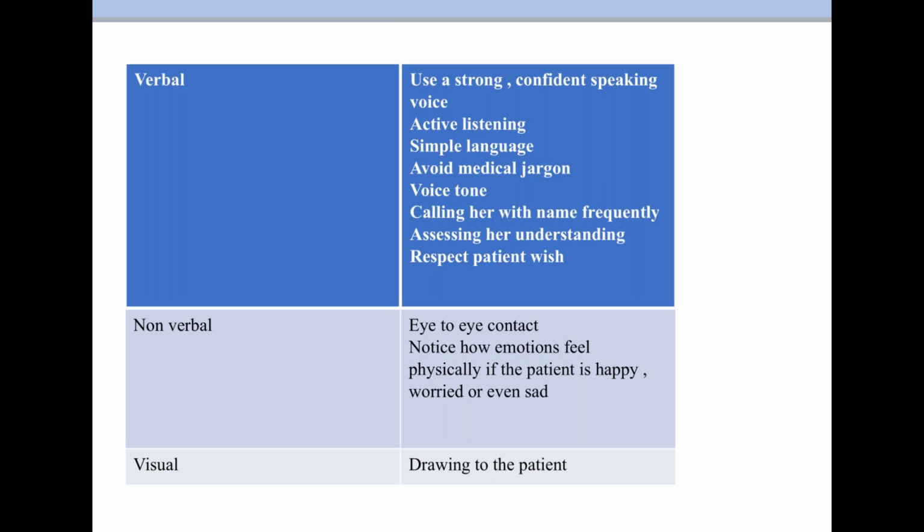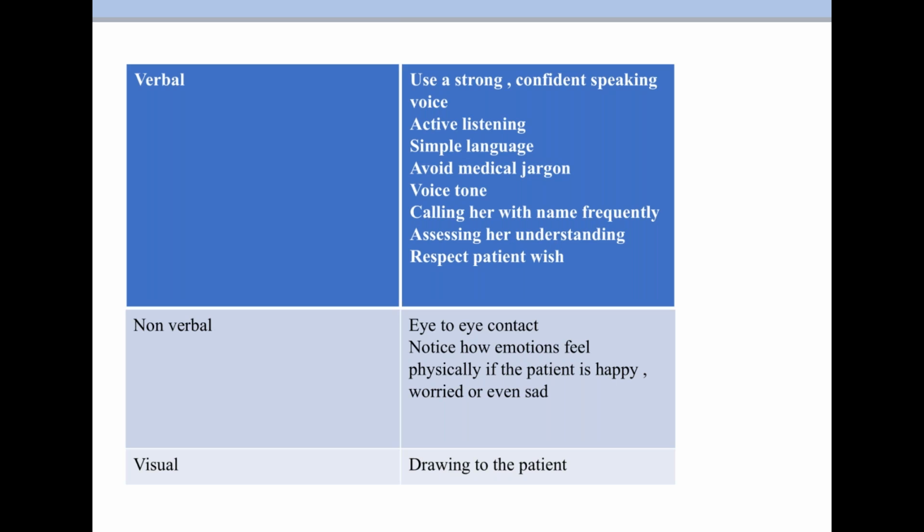You speak and listen. Don't take over the speaking throughout the station. You need to allow the patient to express her feelings. You need to allow the patient to tell you in her own words. So you have to be an active listener. You speak confidently, and then you have to be an active listener.